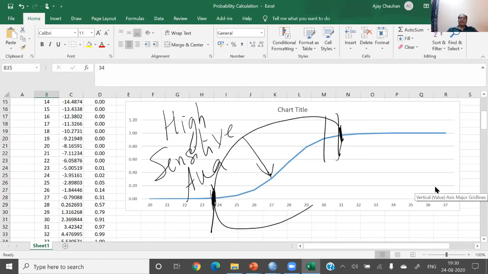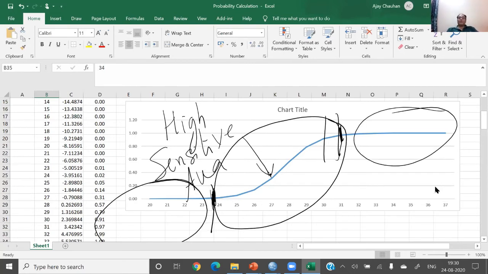These are not your customers. Your customers are actually lying in this region. And if you target this region, then it means you can capture most of your customers in this range.